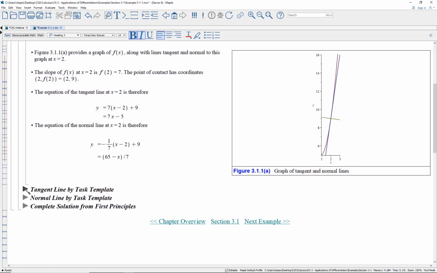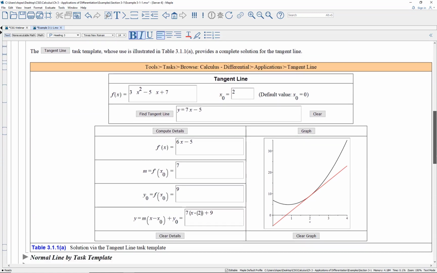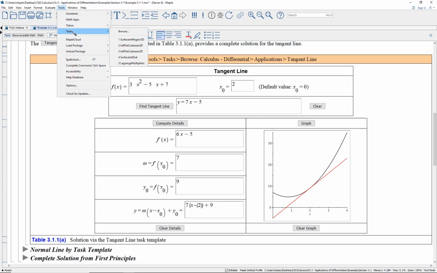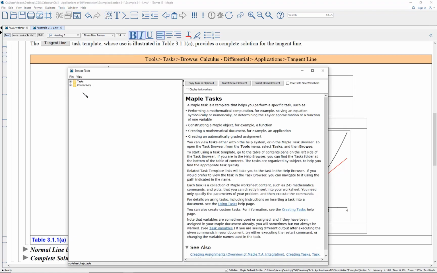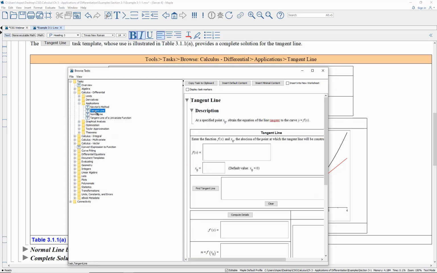There's a task template for obtaining this tangent line. Now, where are the task templates? Tools, tasks, browse. You get a table of contents, tasks. Okay, this is the path to it. Differential calculus, applications, tangent line. And you insert it by clicking one of these two buttons.